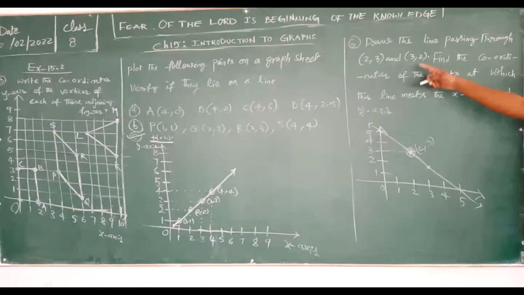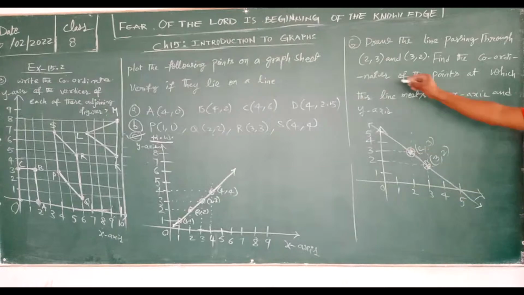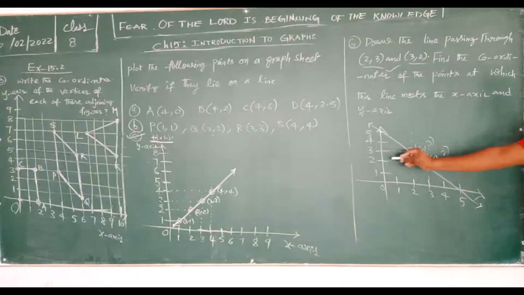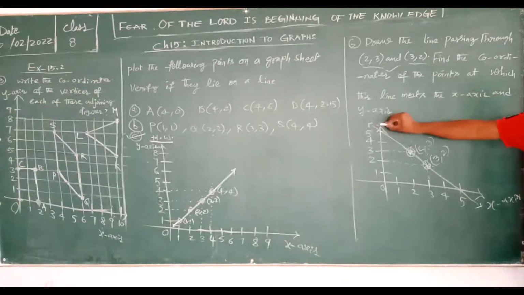Next, 3 comma 2, they said. Now this is 3 and 2 is here. So 2 comma 3 is plotted, and 3 comma 2 is plotted. Once again, check carefully. x is 2, y is 3, 2 comma 3. This part is done. Next one, 3 comma 2: 3 in the x place, 2 in the y place, so 3 comma 2. This is your x-axis and this is your y-axis.